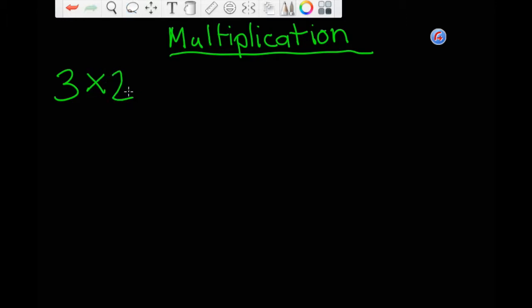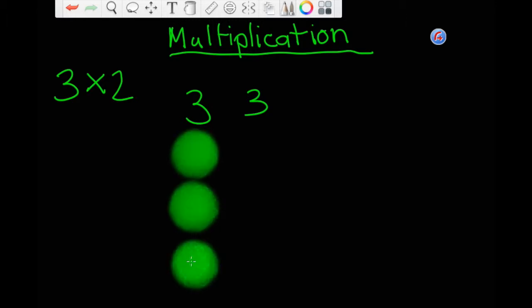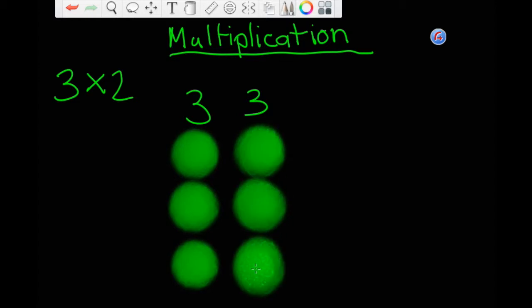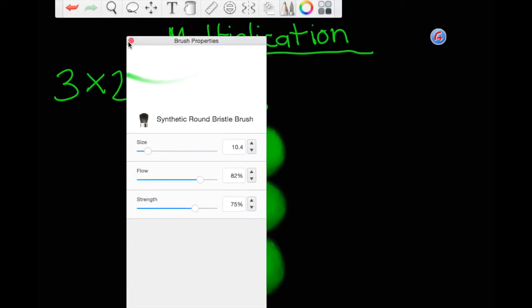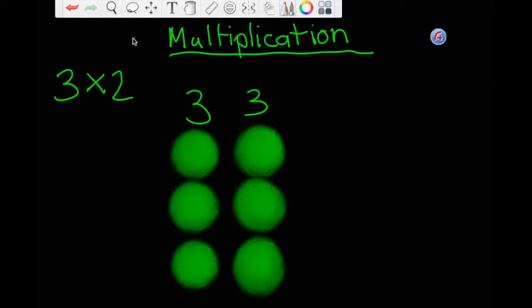So let's take something like 3 times 2. Well, 3 times 2 means 3 2 times. There's 3, and there's 3. It kind of is like this. 1, 2, 3. 1, 2, 3. The question is, how many total spots do I have? Take a minute to think about it. How many total spots do I have?